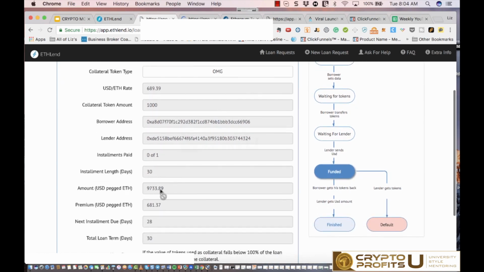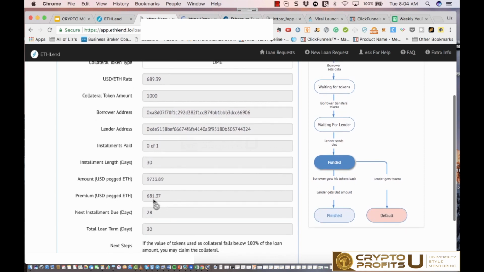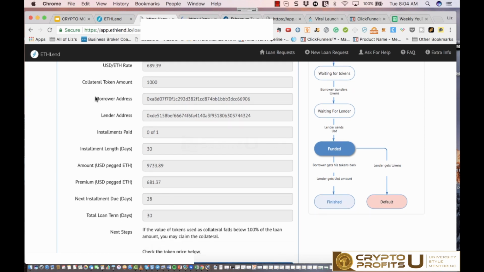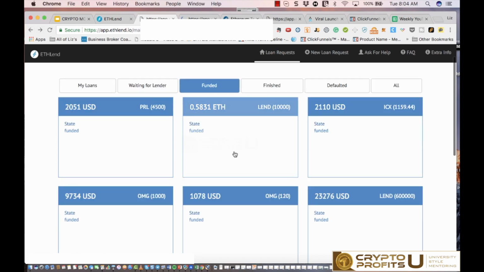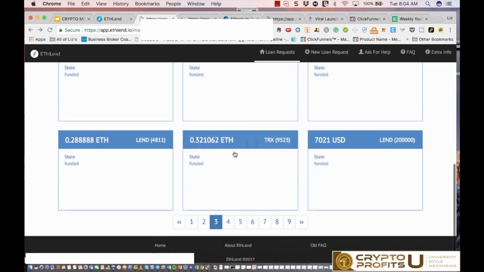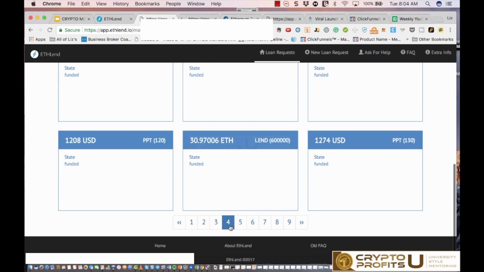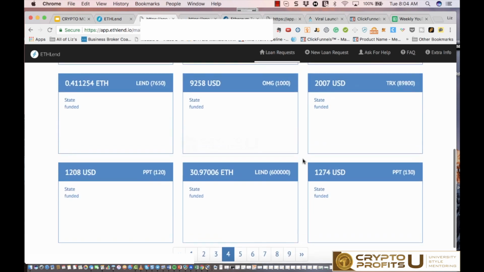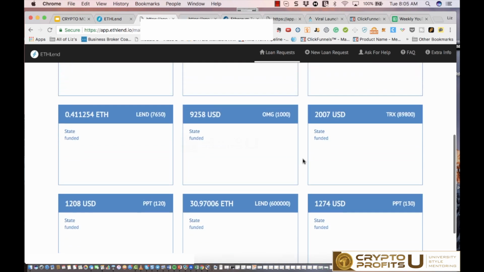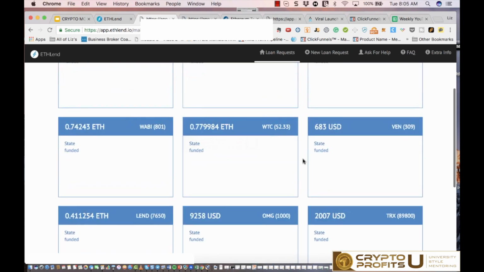30 days, 10,000. So it looks like 7%. Yeah, 7% of this one. So this is only 30 days, 7%. Pretty easy to figure out that one. 7% on 10,000. That's pretty crazy in terms of pretty crazy cheap. Look at this one, 600,000 lend. TRX, OMG. Here's another OMG of 1,000.